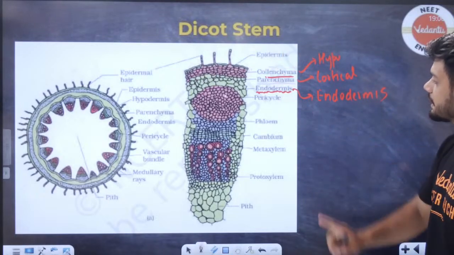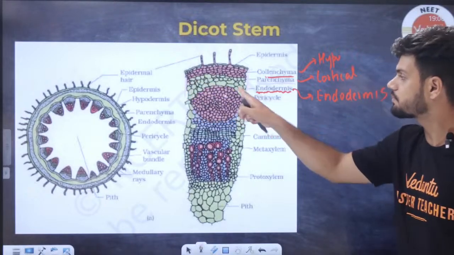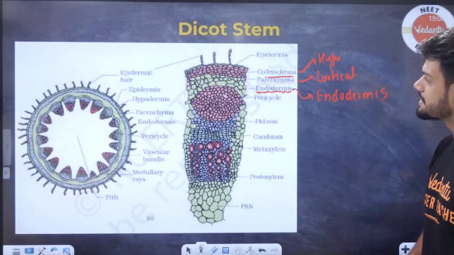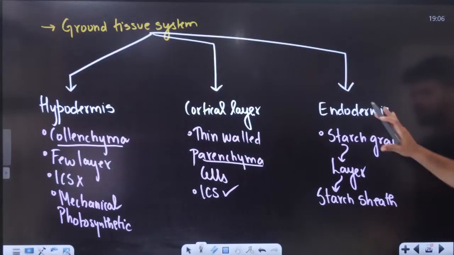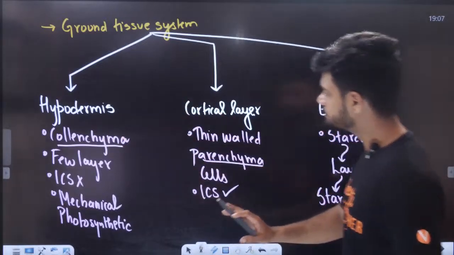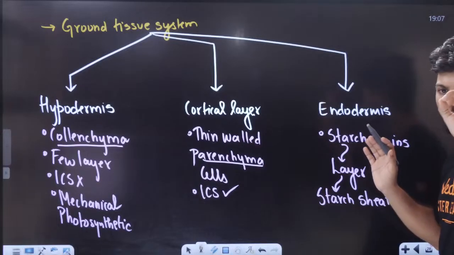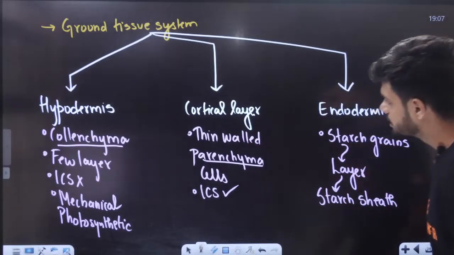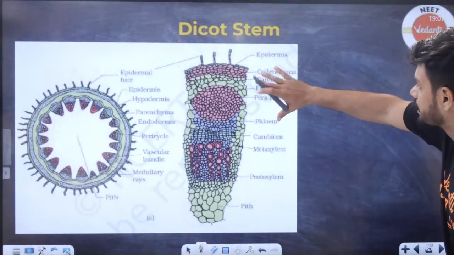Hypodermis, cortical layer, endodermis. This is your entire ground tissue system of your dicot stem. Now the speciality here is endodermis is starch sheath, hypodermis is collenchyma, cortical layer is parenchyma. That's all. Nothing more than this you need to remember. So your entire ground tissue system.